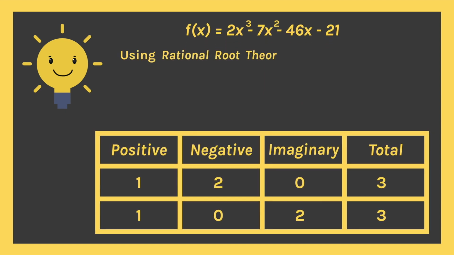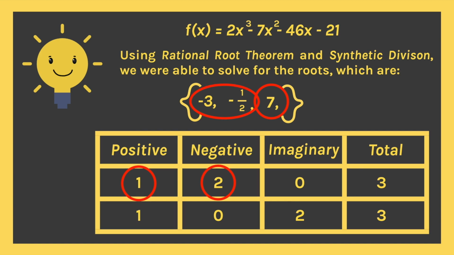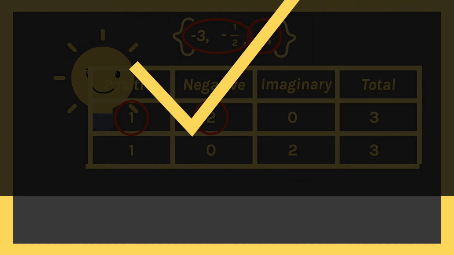How do we know if this is correct? Well, using rational root theorem and synthetic division, we were able to solve for the roots, which are negative 3, negative 1/2, and positive 7. We can see that this matches perfectly with our first combination, since it has 1 positive root and 2 negative roots. Congratulations! That concludes our problems for today.